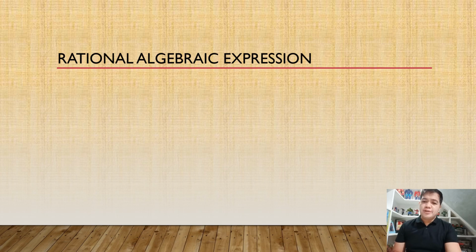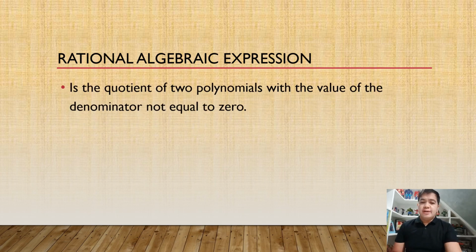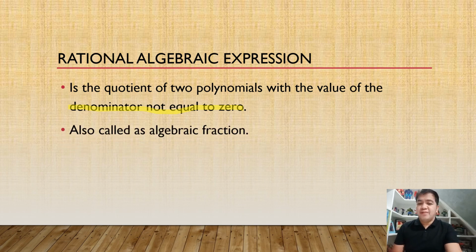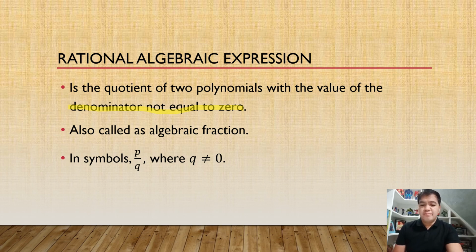So, what is now a rational algebraic expression? Okay, a rational algebraic expression is the quotient of two polynomials with the value of the denominator not equal to 0. So, ganun pa rin, no? Ganun pa rin yung sinasabi. Yung denominator daw, wag daw dapat maging equal sa 0. Okay? And then, also called algebraic fraction. Naka-fraction tapos algebra, gumagamit ng variables. Okay, in symbols, if we have P over Q, where Q is not equal to 0. So, bawal maging 0 ang value ng Q.